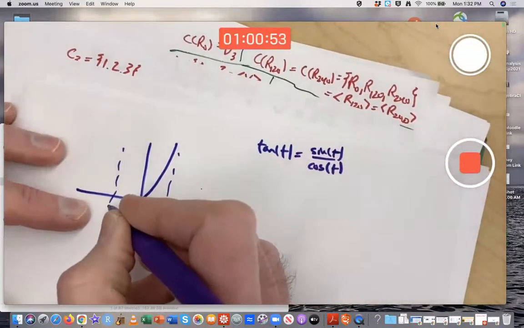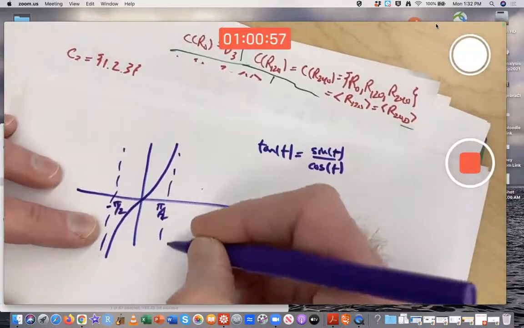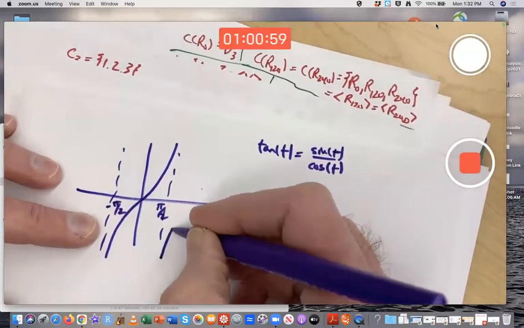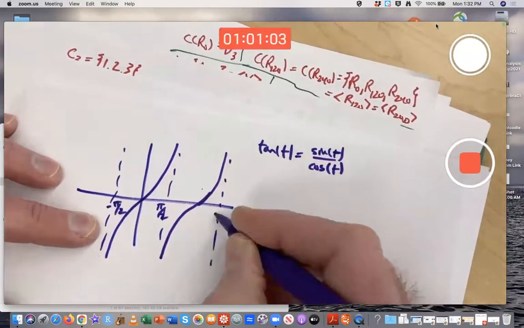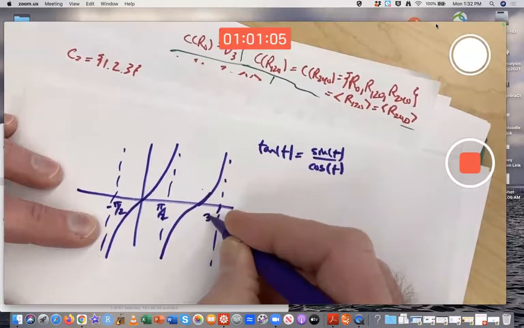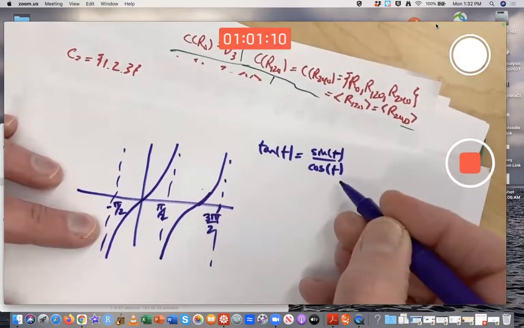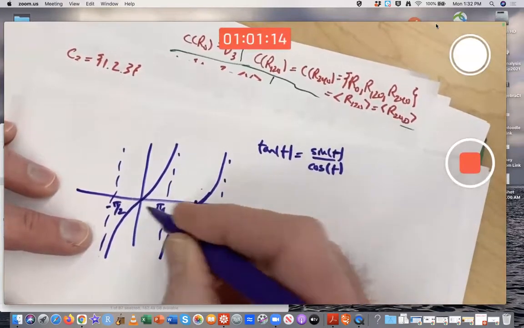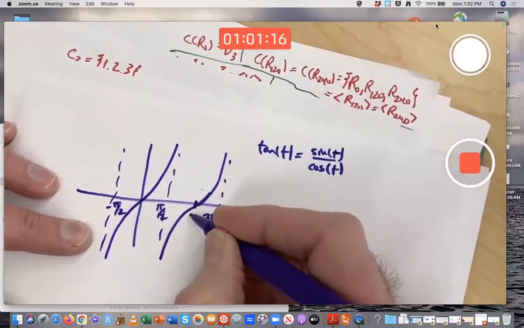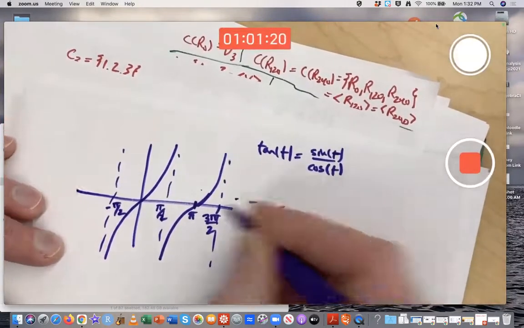It's periodic, actually with period pi. These are pi over 2s here and here. And this behavior keeps repeating itself. Another vertical asymptote here at 3 pi over 2. It's got vertical asymptotes where the cosine function is 0. It's got zeros, roots, where the sine function is 0: 0, pi, 2 pi, 3 pi, etc. Goes on forever and ever.